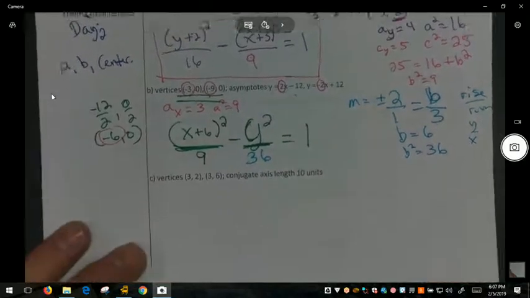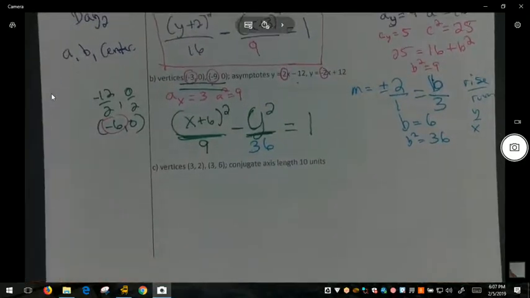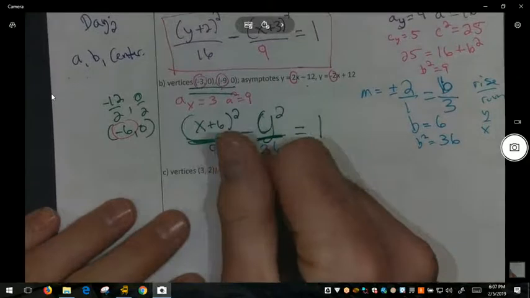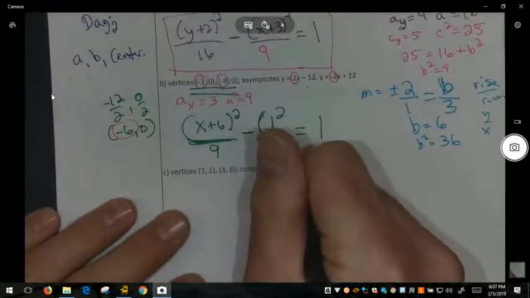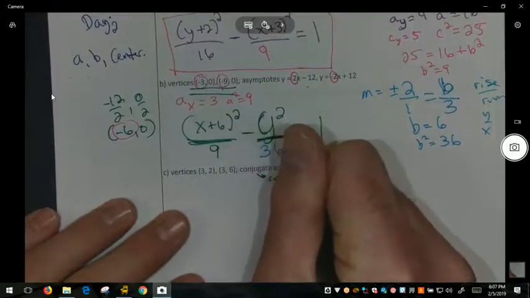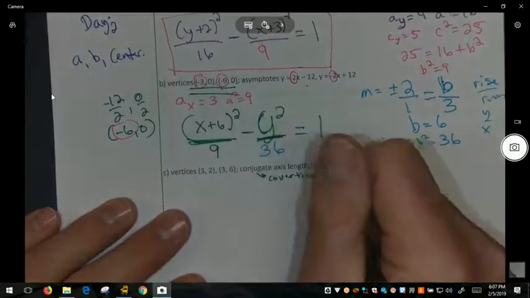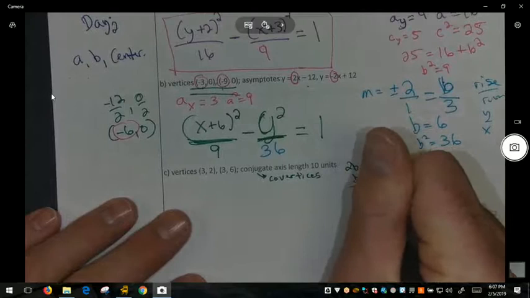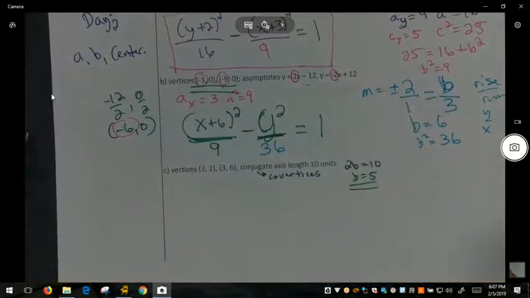All right, now also for hyperbolas, we have the transverse axis, which is like the major axis, and the conjugate axis, which is like the minor axis, although it might actually be longer. The conjugate axis is the distance between the co-vertices. It's 2b. This means that since 2b equals 10, the value of b has to be 5.